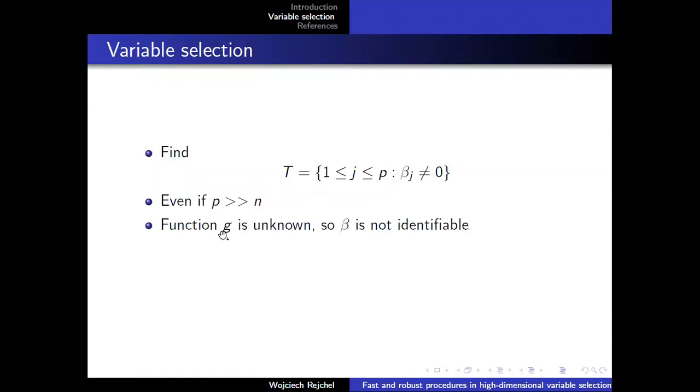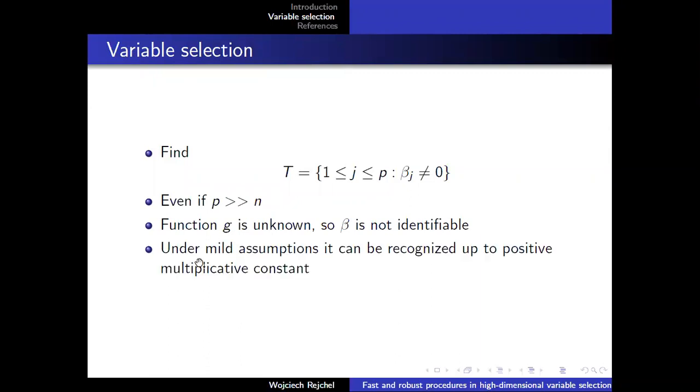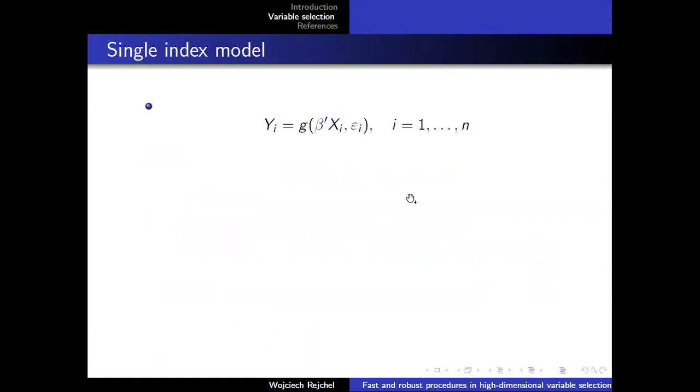Of course, the function G is unknown, so the true parameter is not identifiable. However, it is not a problem. I will show you that under my assumptions, this parameter can be recognized up to a positive multiplicative number, which is indeed all we need, because we want only to be able to recognize which coordinates are zero and which are non-zero. We are not going to estimate the magnitudes of these coordinates.